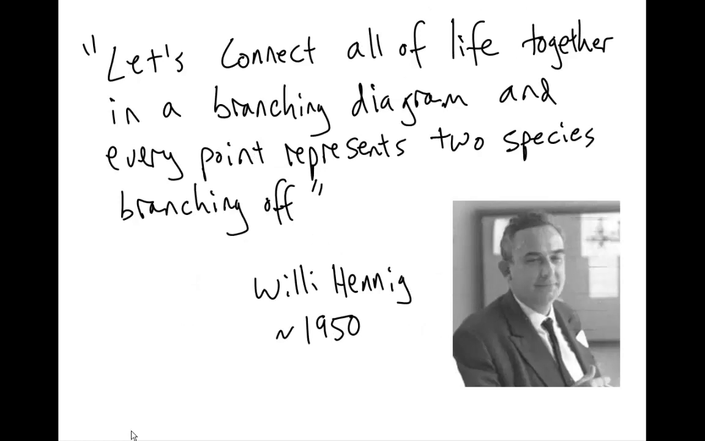And so one thing that Hennig said is this idea of thinking about these relationships in terms of branching diagrams or trees. He said, let's connect all of life together in a branching diagram, and every point represents two species branching off. So this is really where we get the idea of evolutionary relationships in the form of trees. And Hennig's branching diagrams are called cladograms. And you've seen these, no doubt, in your training thus far, where a clade is a branch.